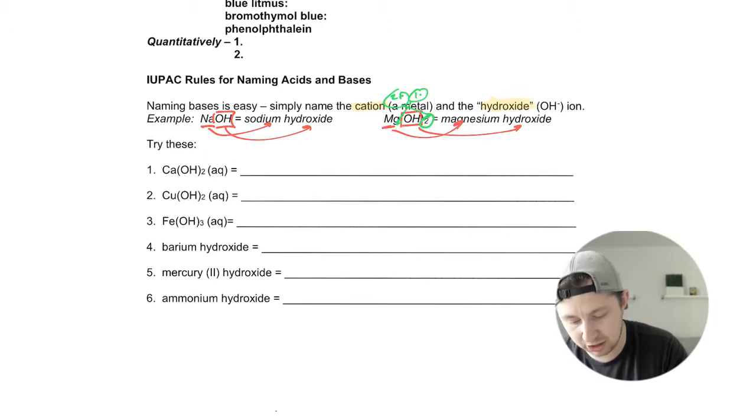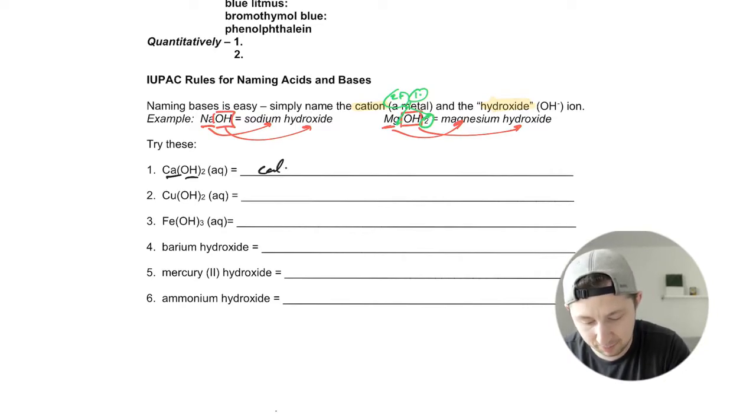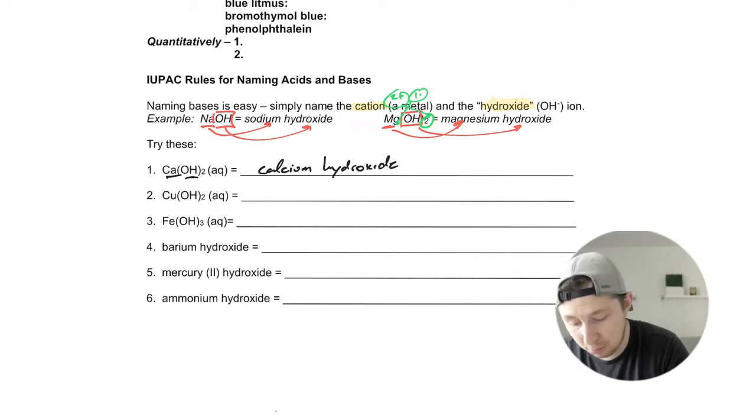So let's try this one. So we've got calcium and we've got our hydroxide. We name the cation first, so in this case calcium. And then all we do is we tag on the hydroxide at the end. As simple as that, really easy, okay?